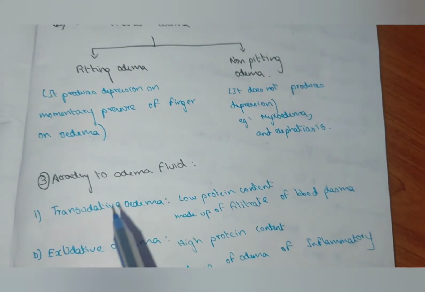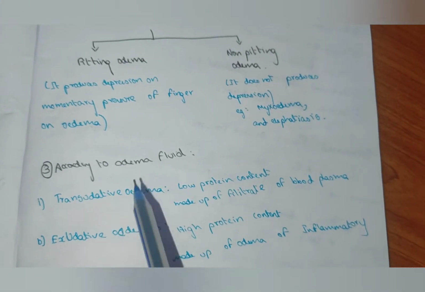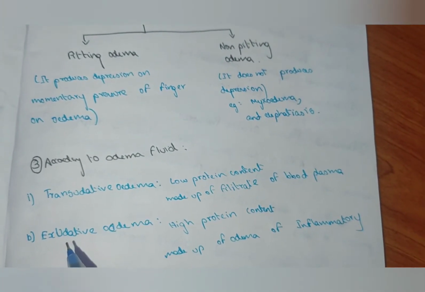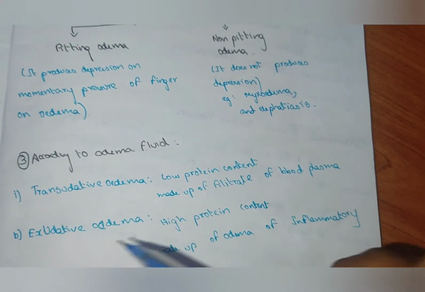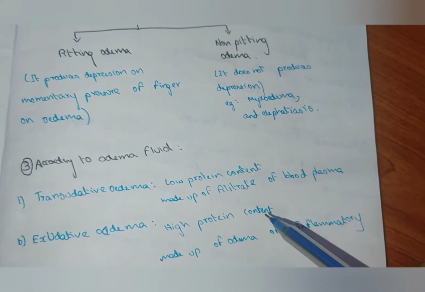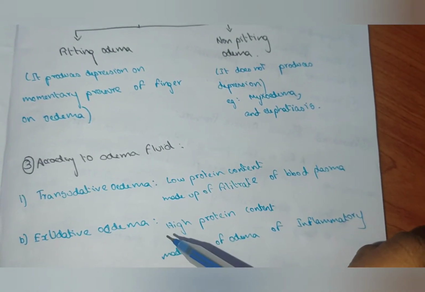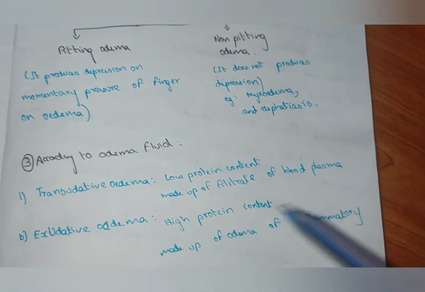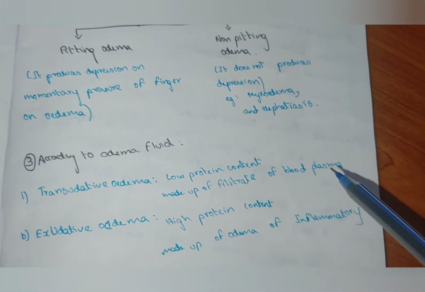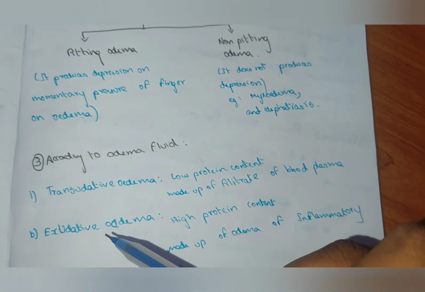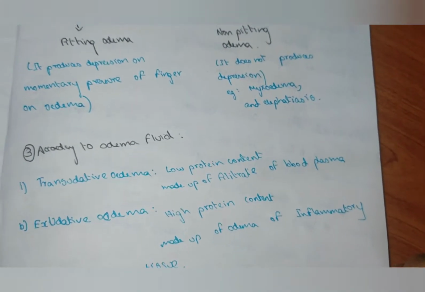The third type is according to the edema fluid: transudative edema or exudative edema. Transudative edema has low protein content. Exudative edema has high protein content. It is an important question. Transudative edema is made up of filtrate of blood plasma. Exudative edema is made up of edema of inflammatory tissue.